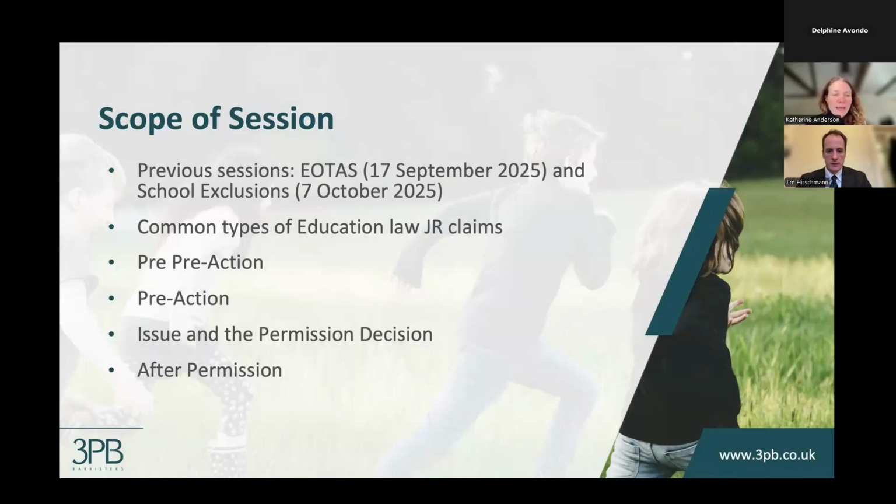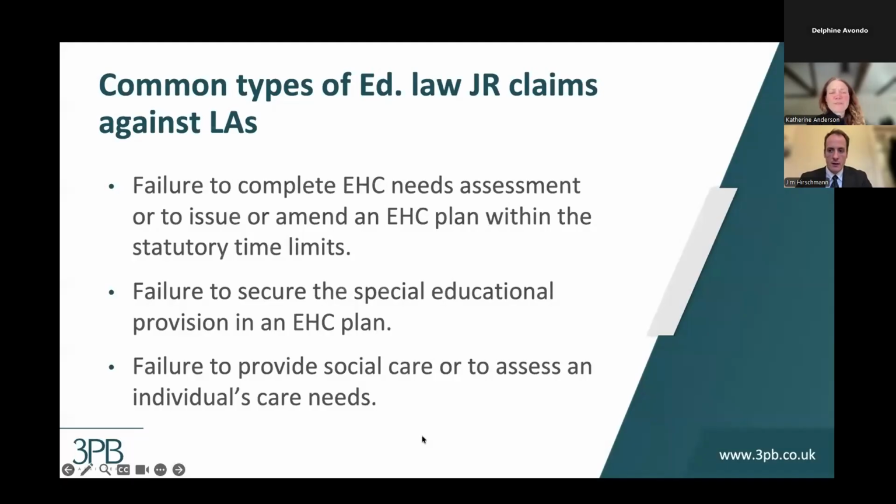I'll be talking about what happens before the pre-action stage of judicial review, looking at how that may be relevant in terms of avoiding and defending any potential future claims. I'll be talking about the pre-action stage, and then I'm going to hand over to Jim, who's going to talk about what happens after a claim is issued, the decision to give permission, and what happens after a decision to give permission is made. So common types of judicial review claims that one tends to see against local authorities in the area of education law.